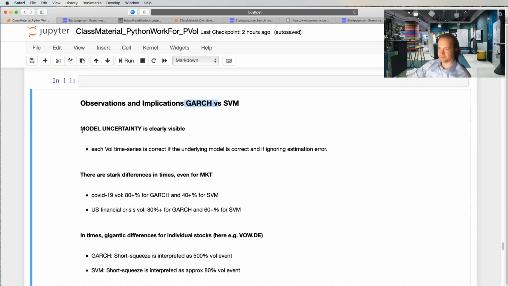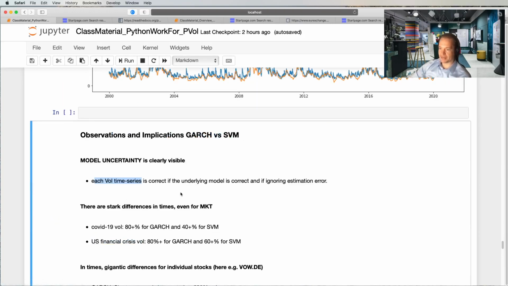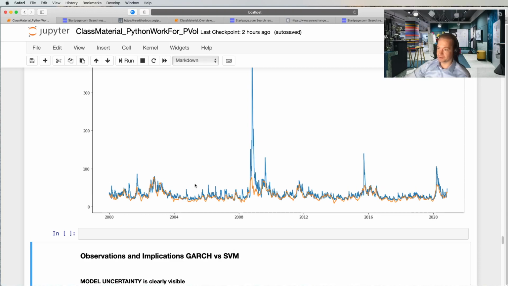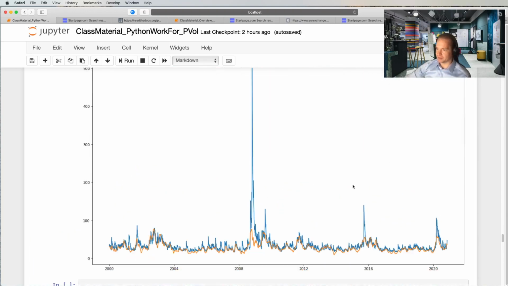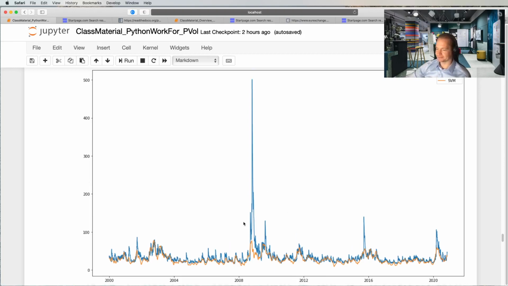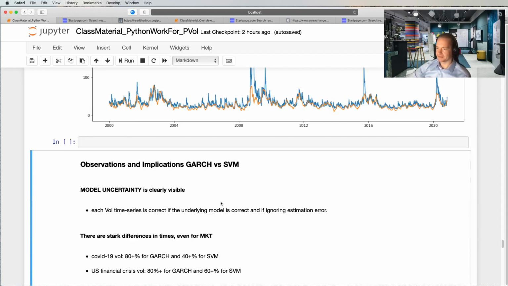GARCH versus SVM. There's model uncertainty clearly visible, right? Each vol time series that we looked at is correct if the underlying model is correct and if we ignore estimation error. Okay, so we have 5,000 observations, so we can ignore estimation error. But the problem is we don't know the true model. It came to me as a surprise, so to you it should also be a surprise that these two standard models give such big differences. That's a big thing.